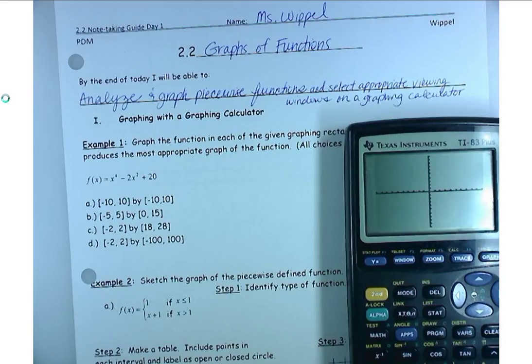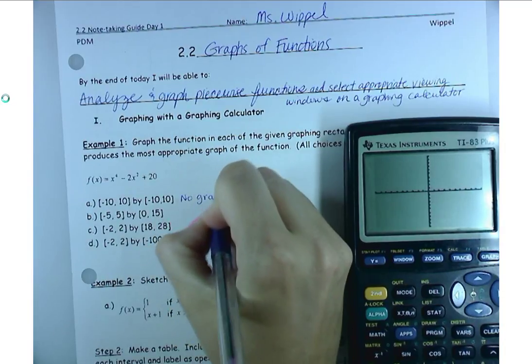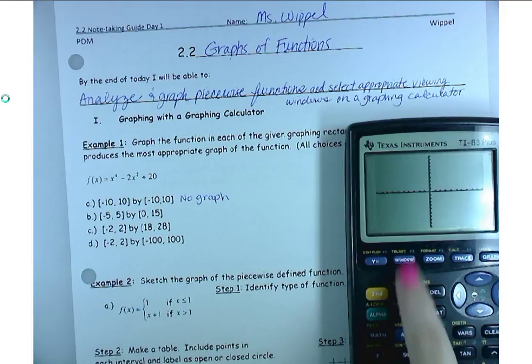Okay, you can see my graph is done. Does your graph look like mine? Can we see anything? Nope, so for A, we're just going to write no graph. If you were doing that on your homework, you would just write A, no graph. That way you can see that you actually did it. So let's go to the next one.